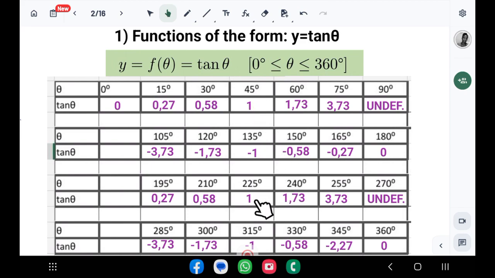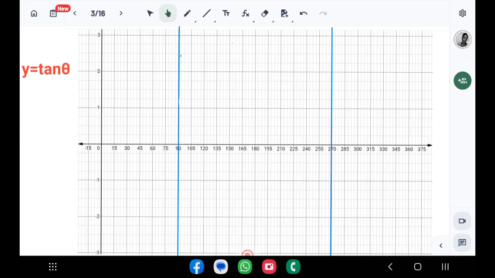45 and 225 both have 1 as the y-coordinate of that point. Same with 135 and 315. They are both 180 degrees apart, so they're both at -1. So that's how you will see how your tangent graph is duplicated. Now let's plot these points.